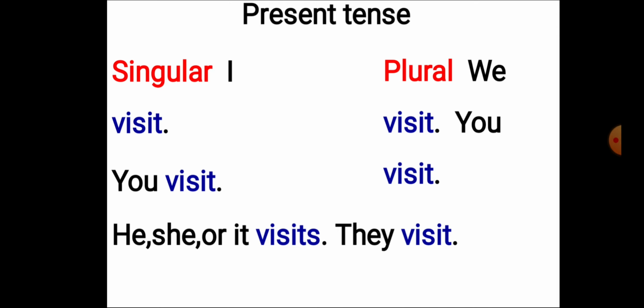In third person, whenever we talk about the third person, when we write it into plural form, then we have to use they visit. Okay? So, these are the words which we have to change from singular to plural. So, these are some of the rules by which we can change singular to the plural.